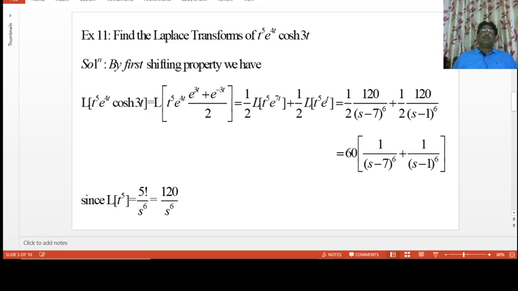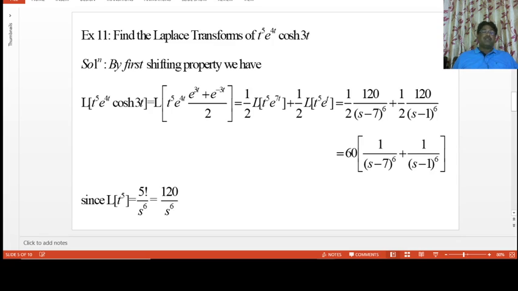Now see these two terms. Again we are having a first shifting property form, that is, a product with an exponential term is there here. We can make use of that. In these two terms, f of t is t raised to 5. You know that L of t raised to 5 is 5 factorial divided by s raised to 6. You know L of t to the power n is n factorial divided by s to the power n plus 1. We can make use of that.